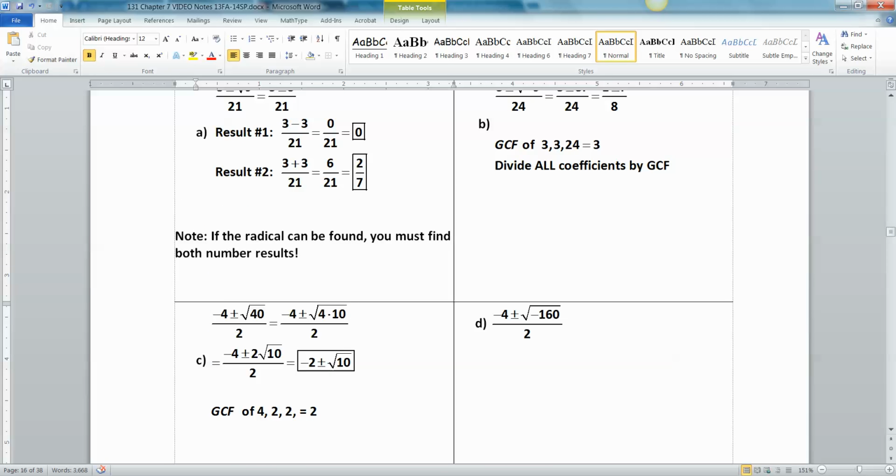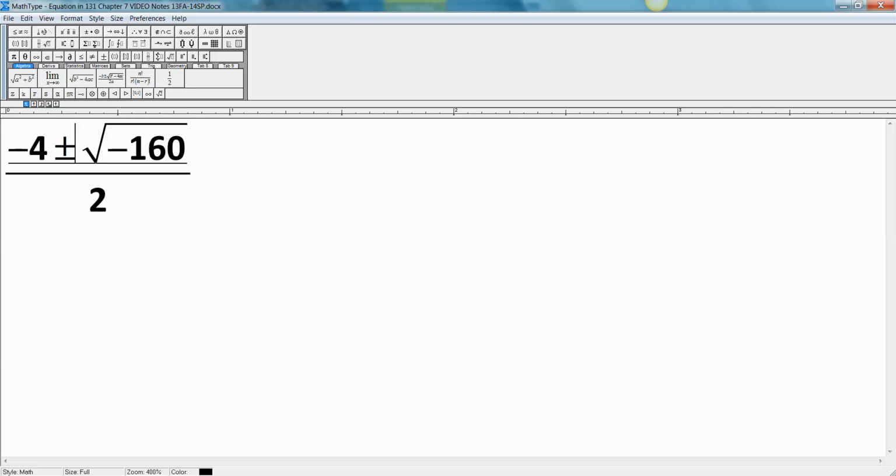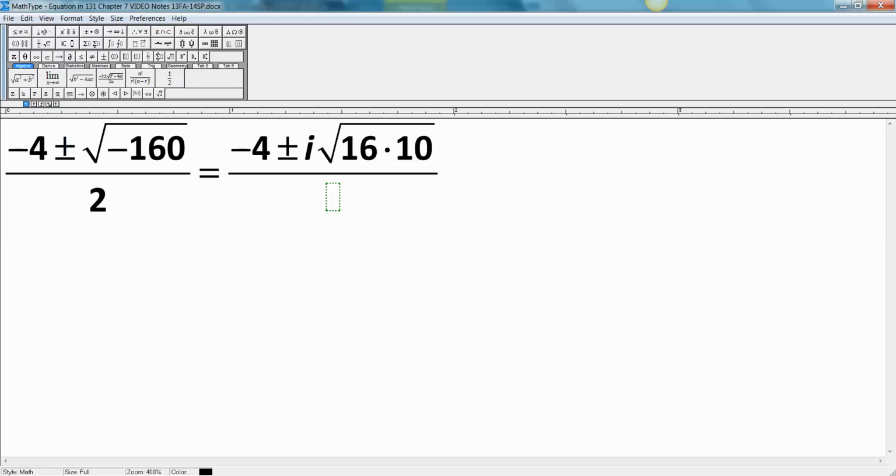All right, so next, negative 4 plus or minus the square root of negative 160. Okay, so that is negative 4 plus or minus, and now we got to take the i out, and then the square root of 160. We got to break that down. That's 16 times 10, right? 16 times 10 over 2. Now the square root of 16 is 4. So this is negative 4 plus or minus, and we tend to write the numbers in front of the i. So you write 4i square root of 10.